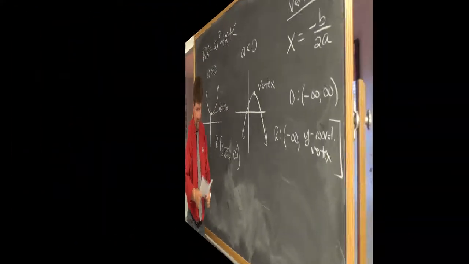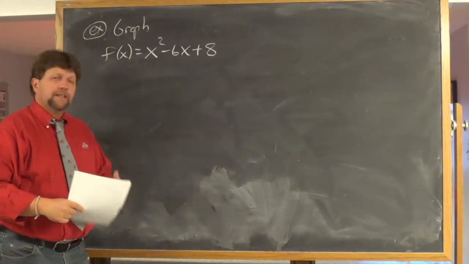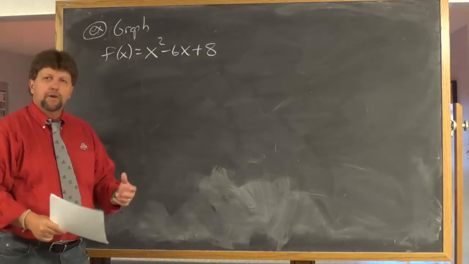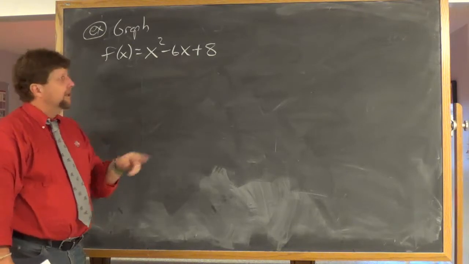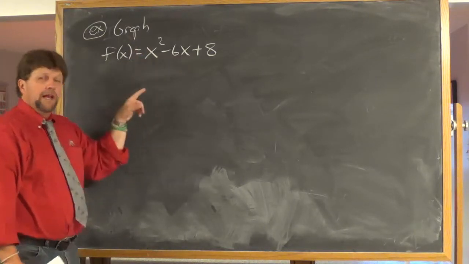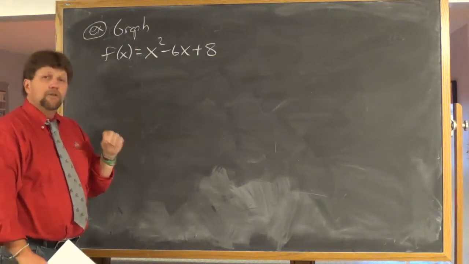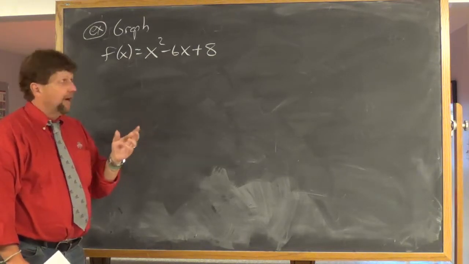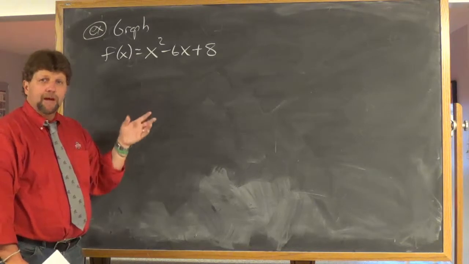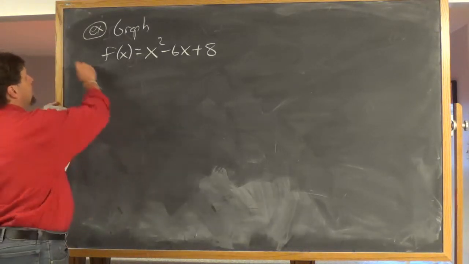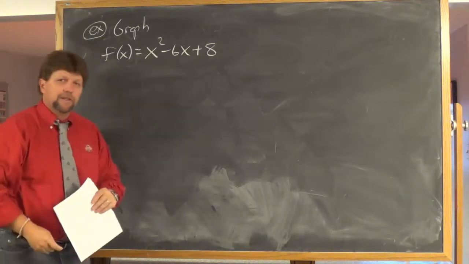Let's do an example. These would be things that I want you to know before you do any work whatsoever. First, the graph of this is a parabola. Since a is 1, that's a positive number, you know the parabola is a happy parabola. So you know the shape of this graph. It's a happy parabola. So without doing any work, that's what the graph looks like.